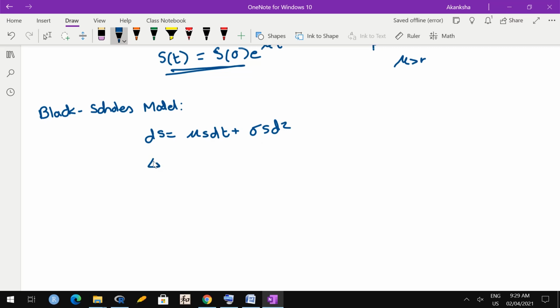Of course, you can write the discrete version as delta S by S equals mu delta t plus sigma delta z. Okay, and we know something about Brownian motion. What do we know?